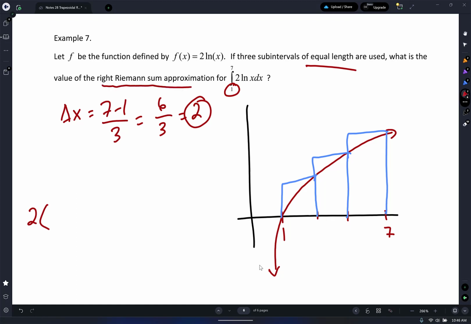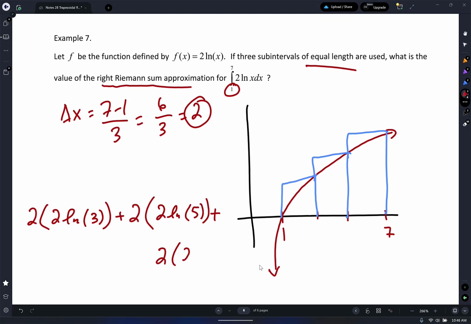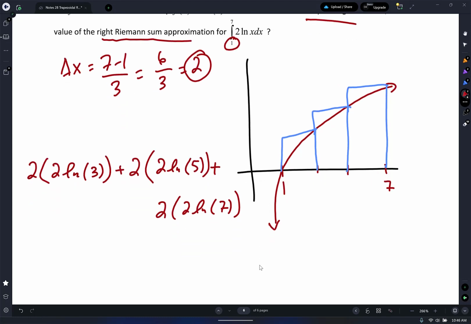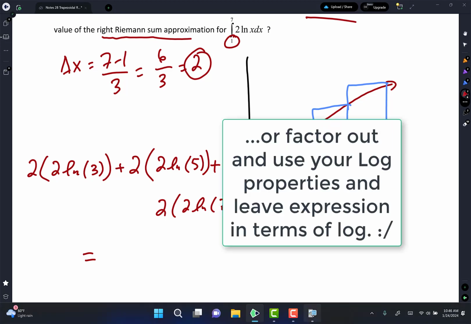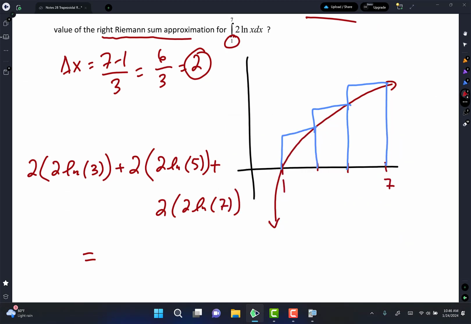Oh, you definitely need a calculator because it's 2ln x. So 2 ln of 3, close it. That's the first rectangle. Plus 2, parenthesis, 2 ln of 5, close it. Plus 2 times 2 ln of 7, close it. You definitely need a calculator for that. Give me as many digits as it goes. 18.6158.